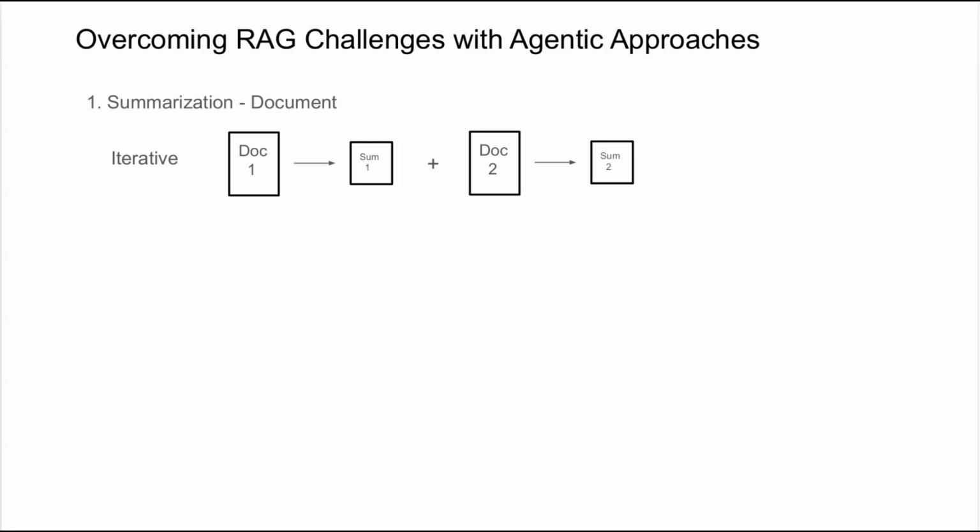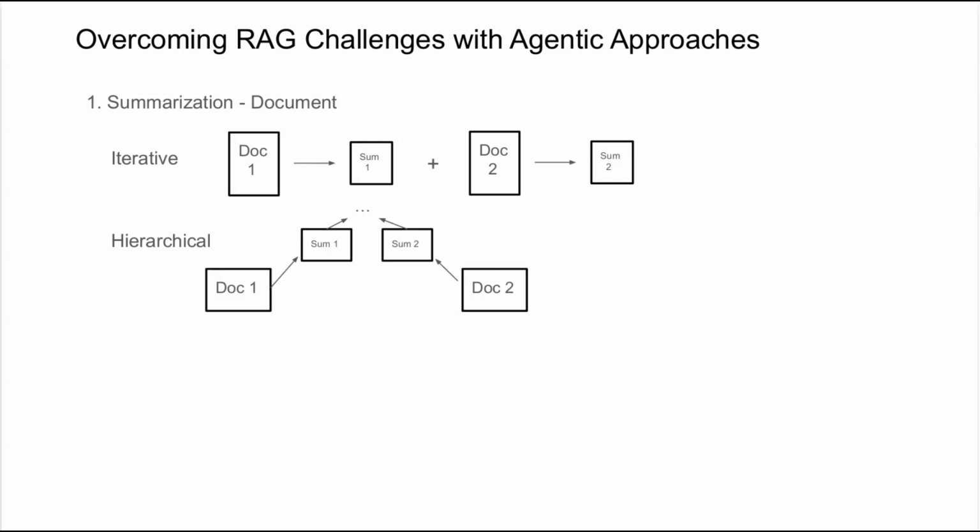The second method is quite similar to the first one, but it employs a hierarchical structure. That is, if we have many documents, we first create a summary for each individual document. Then, we continue summarizing at higher levels. This method is referred to as hierarchical summarization.